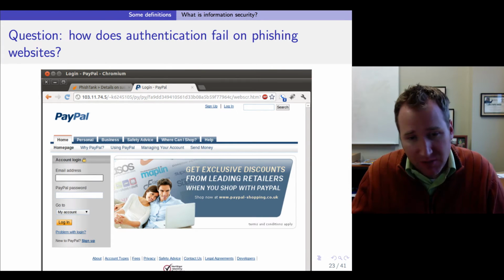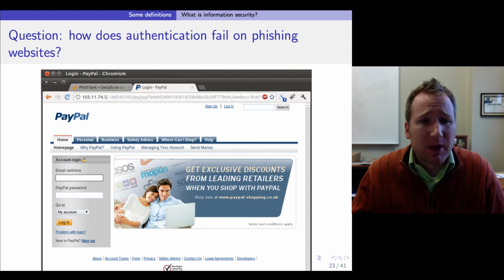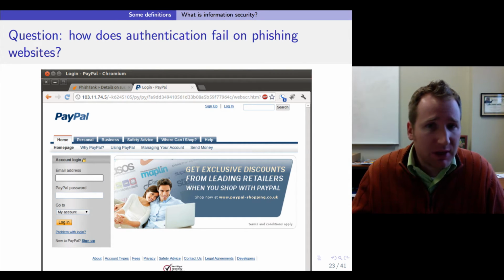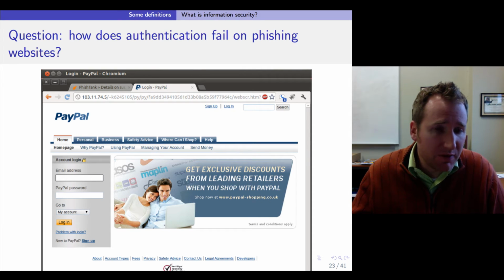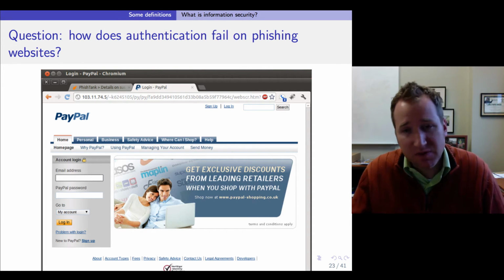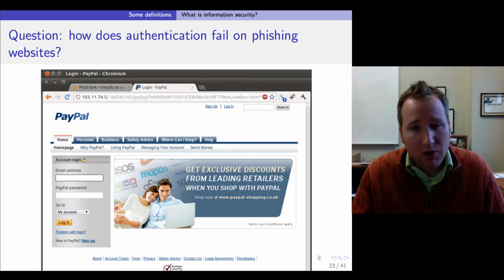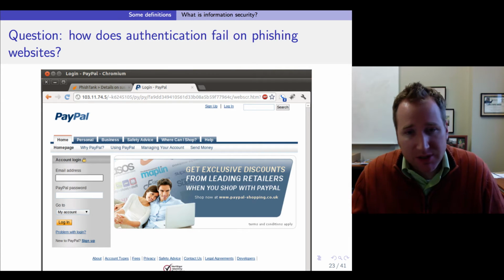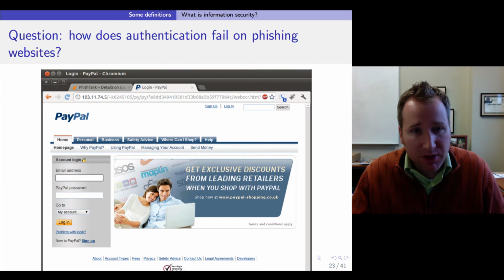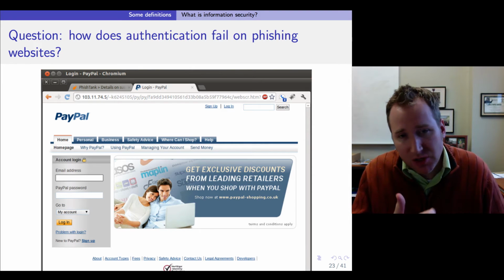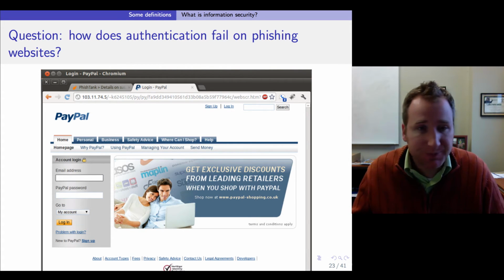But authentication failures become even more problematic when we think about the online space. When we think about phishing attacks, we want to know, how does authentication fail on phishing? I want to discuss this whenever we meet in class. So think about what the identification, authentication, and authorization steps are here, and who's identifying and authenticating whom, and how can an attacker succeed?